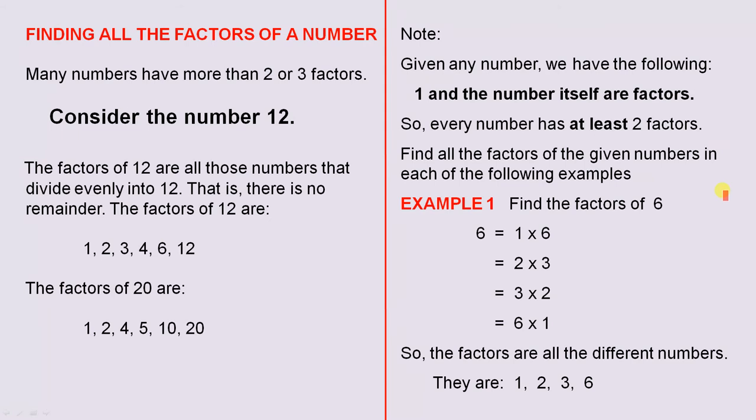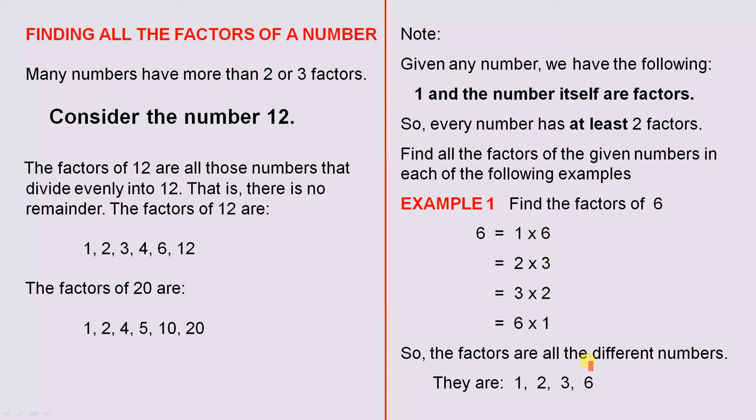Find all the factors of the given numbers in each of the following examples. Find the factors of 6. Now here's a special way of doing this, and that'll help us to find all the factors. So if we go 6 as 1 times 6, then the next small number is 2, 2 times 3. Then the next number is 3, 3 times 2. The next one is 6, which is 6 times 1. So they're all the numbers multiplied together to give you 6.